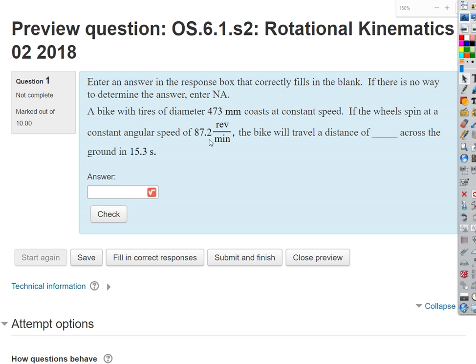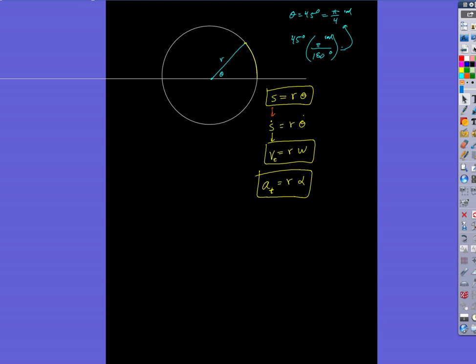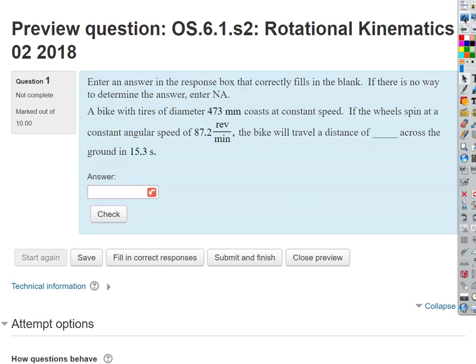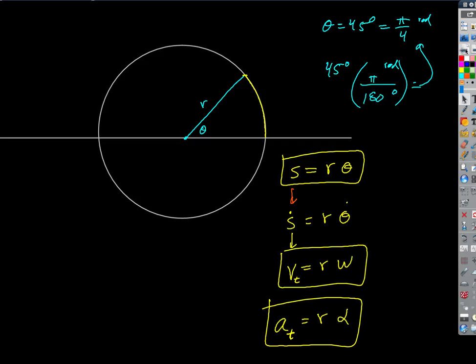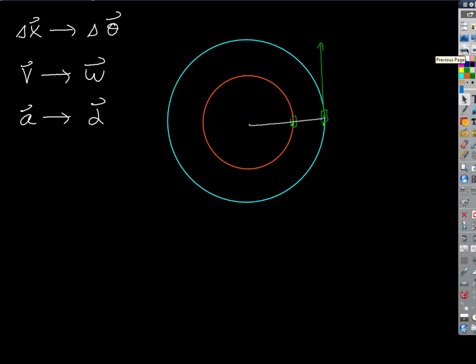One more question for you, just to set us up for tomorrow. If we go back to our picture here, we said that this was the velocity vector, the tangential velocity vector. What about acceleration?